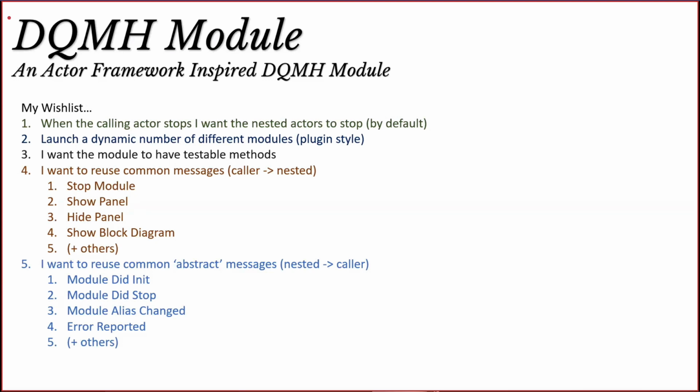Number 5, I want to reuse common abstract messages or broadcast messages, so from nested modules to the calling module. So module did init, module did stop, the alias, whether that changed, if an error occurred. So I want to reuse those abstract messages. And the very last but most important thing is, despite all of this, I still want it to be a DQMH module. And there are reasons for that later.